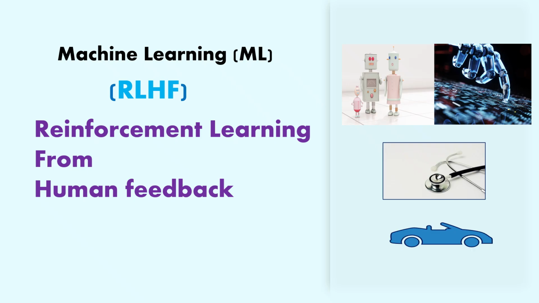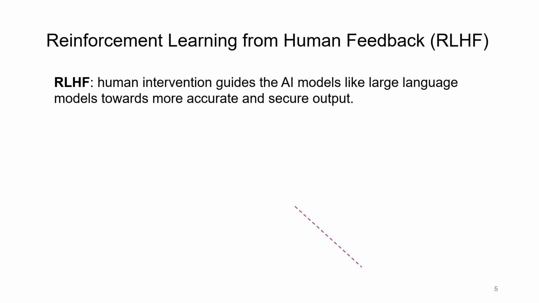Let us understand the advanced version of reinforcement learning, that is reinforcement learning from human feedback, RLHF. RLHF combines human feedback with reinforcement learning. In RLHF, human curated responses guide the AI model, like large language models, LLMs, towards more accurate and secure output.